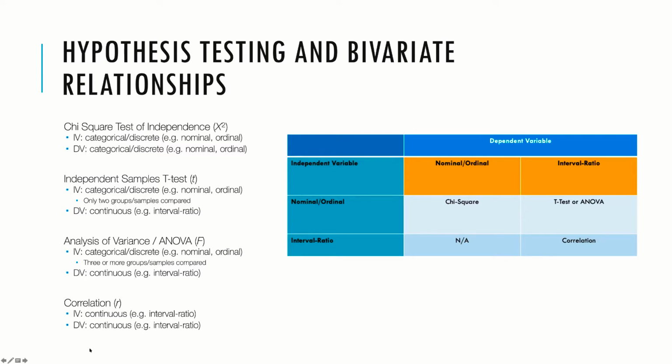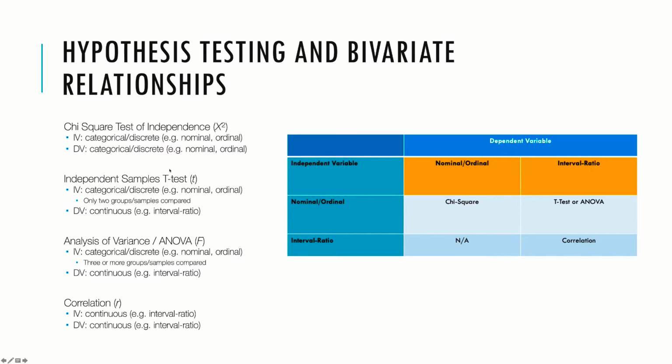And then finally, much like the chi-square, which looks at whether or not there's a relationship, the correlation also looks at whether or not there's a relationship between variables. However, this time, instead of nominal and ordinal variables, we're looking at only interval ratio variables, right?